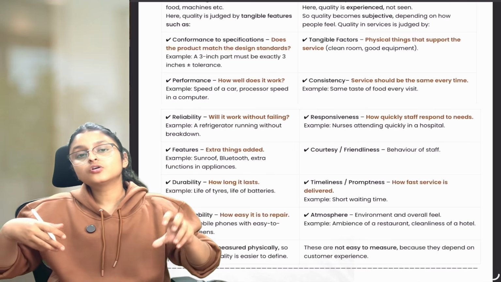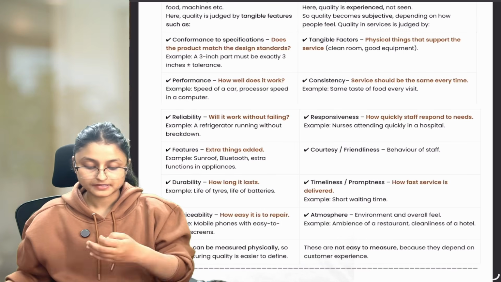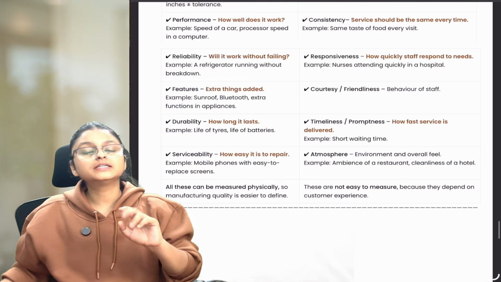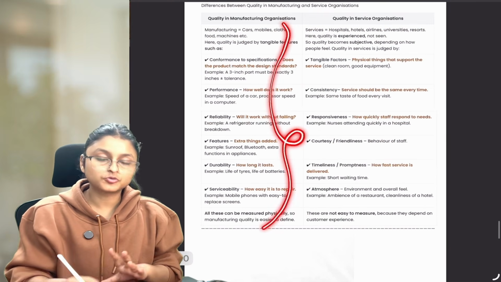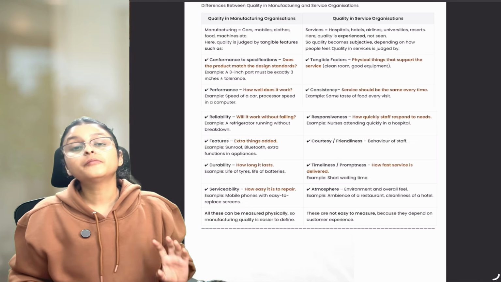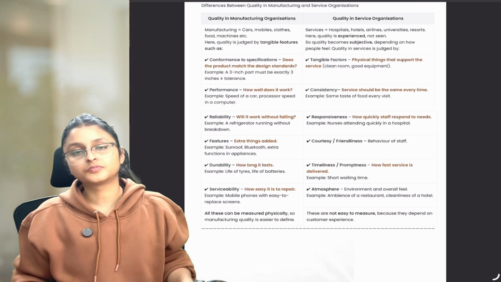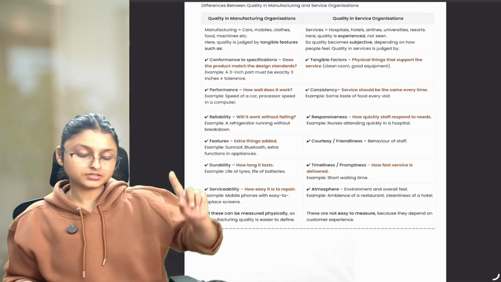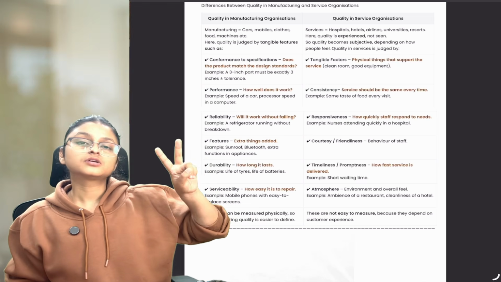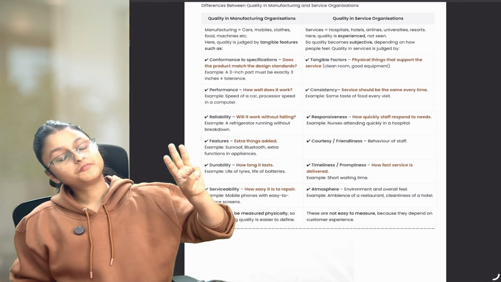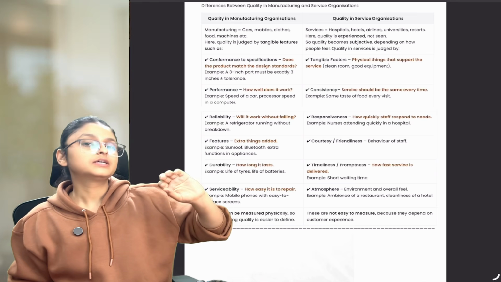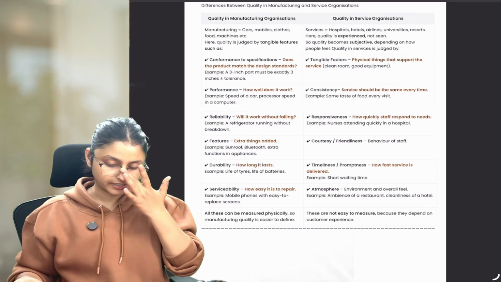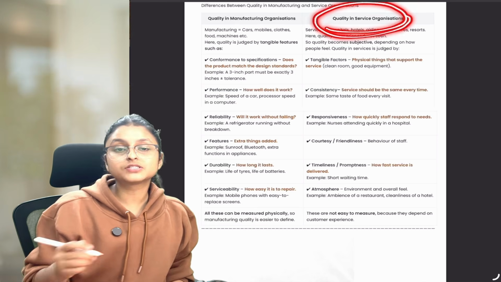Durability, how long it is going to work for us. Serviceability, how easy it is to repair that particular product. On the basis of these features, we mostly judge the quality of a manufactured product. Right? What are these qualities? Conformance to specification, serviceability, performance, features, then durability, reliability. Right? Next. Quality in service organization.